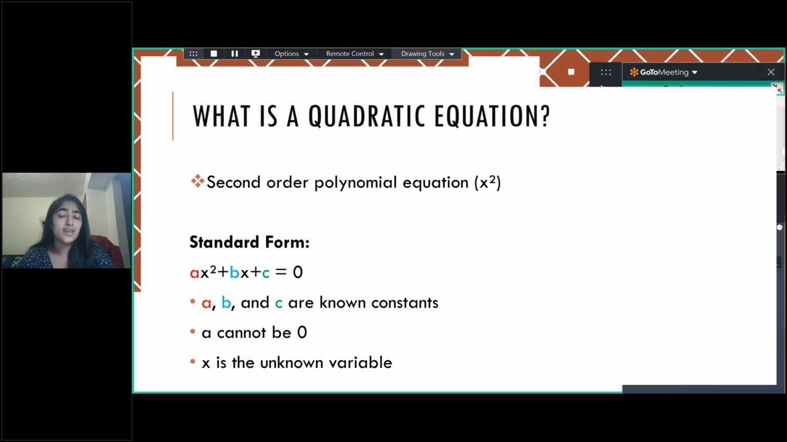In this case, a, b, and c are known constants. And a cannot be 0, because if a is 0, then the ax squared term just goes away and it becomes a linear function or linear equation. And in this case, the unknown variable is known to be x.